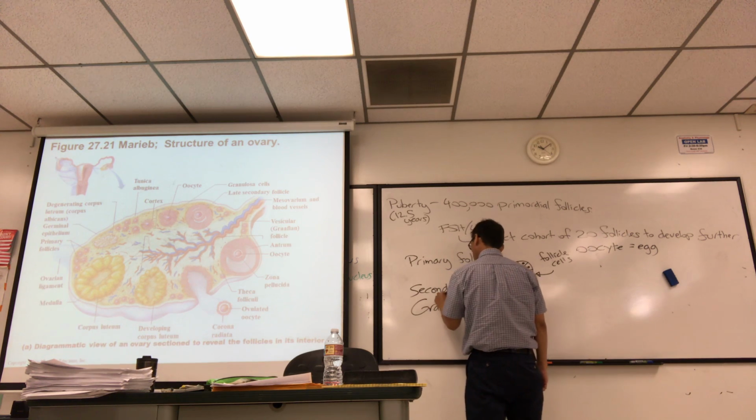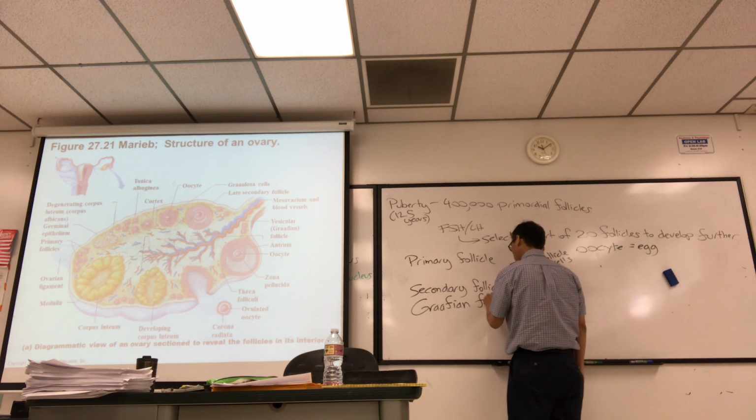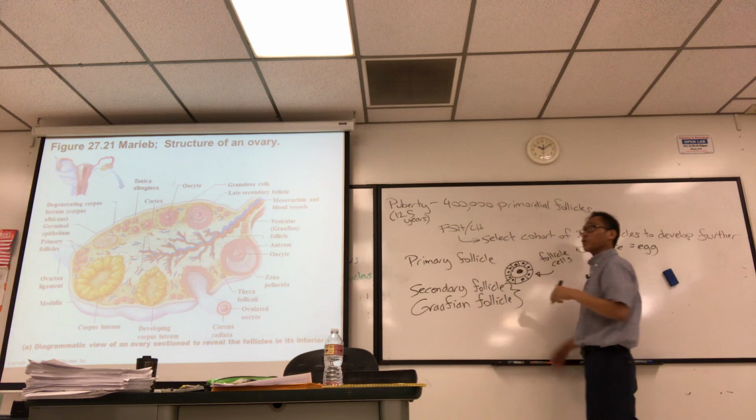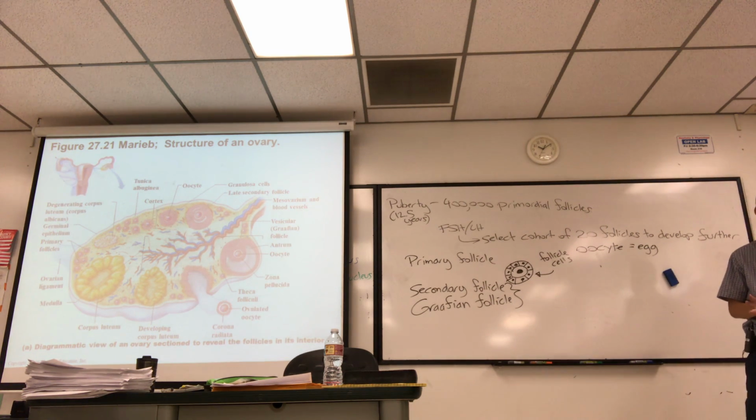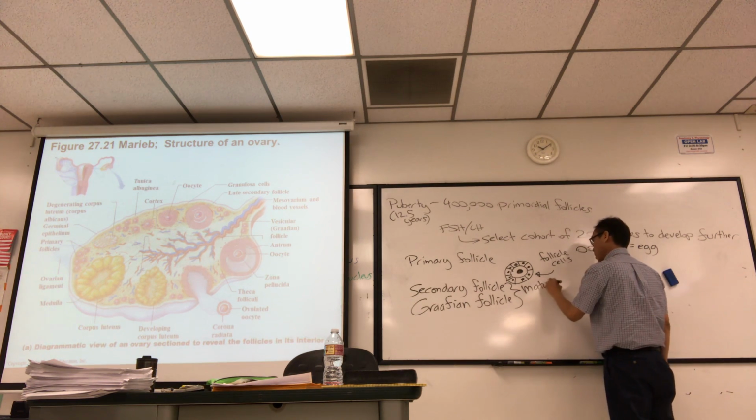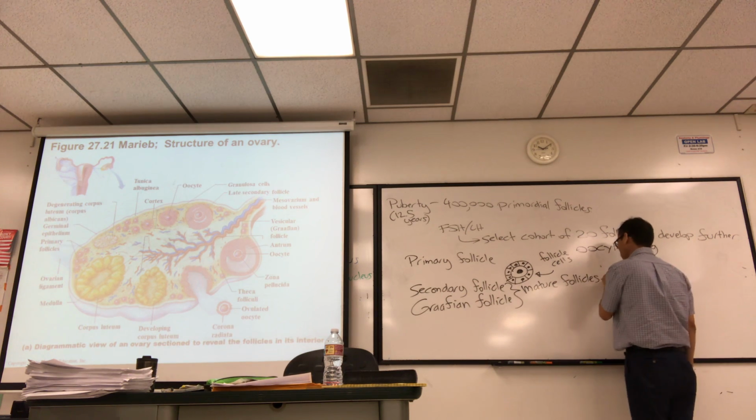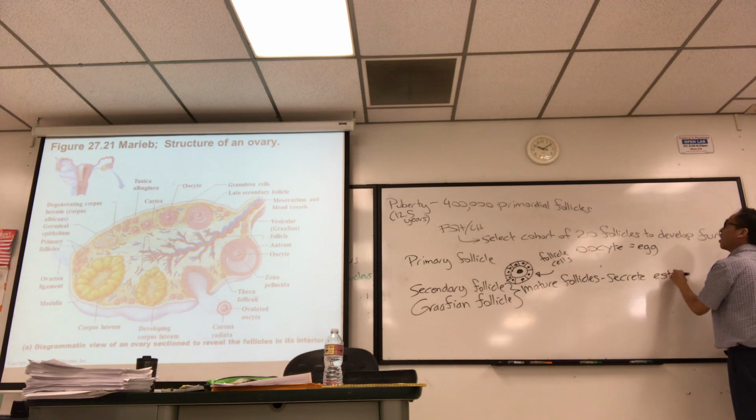So I'm writing secondary follicle, graafian follicle. You could call these the quote-unquote mature follicles. They have the structures that can secrete the estrogen. Mature follicles secrete estrogens.